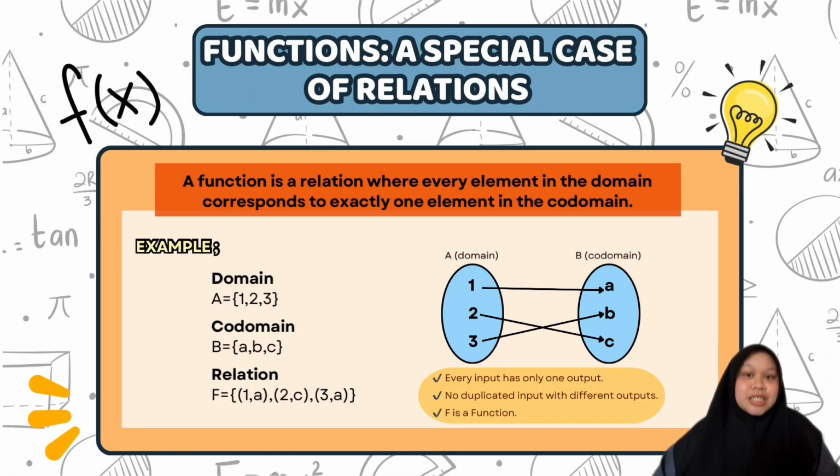Now, let's move on to function. A function is a special type of relation where every element in the domain corresponds to exactly one element in the codomain. In this example, the domain is the set 1, 2, 3 while the codomain is A, B, C. The function is represented by the ordered pairs (1, A), (2, C) and (3, A). Notice that each input is connected to only one output. Although two different inputs may have the same output, a single input cannot be connected to two different outputs. Since every input has exactly one output, this relation satisfies the definition of a function.